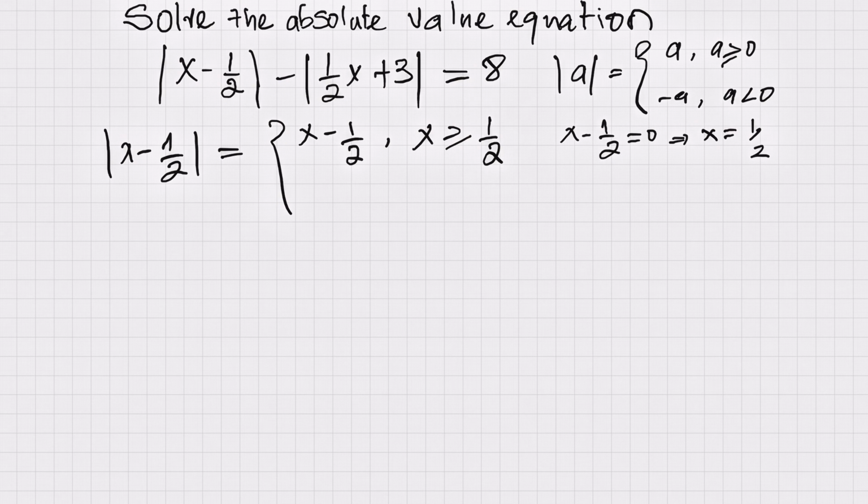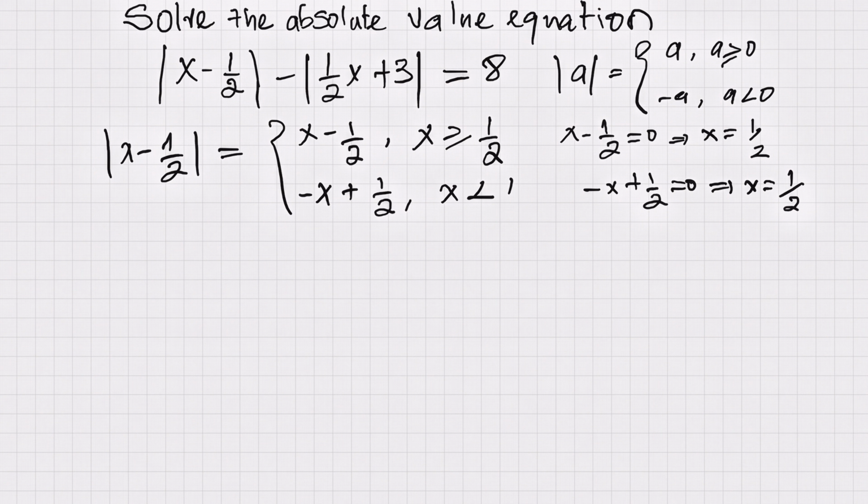All right. And when it is negative, negative will mean that we multiply all this by negative. It will mean that we have negative x plus half. If we look at the zeros of these, minus x plus half equal to 0 will still mean that x is equal to half. So when is this negative? It is negative when x is strictly less than half. You see that, right?